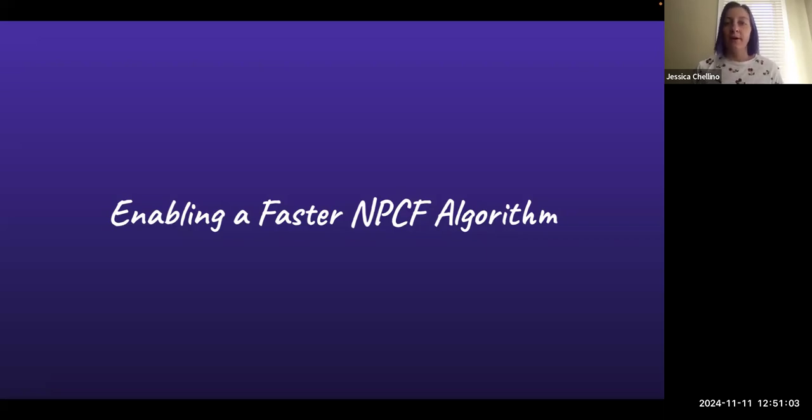Okay, so how is this work actually useful? Well, it could enable us to develop a faster NPCF algorithm on the CPU.